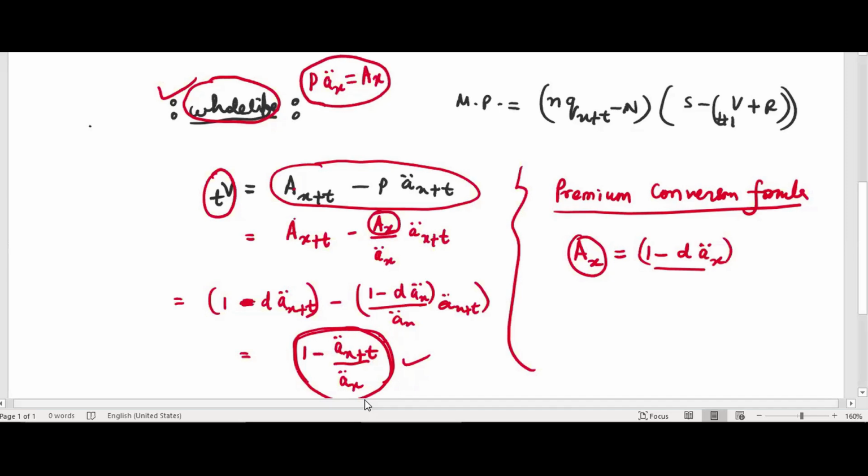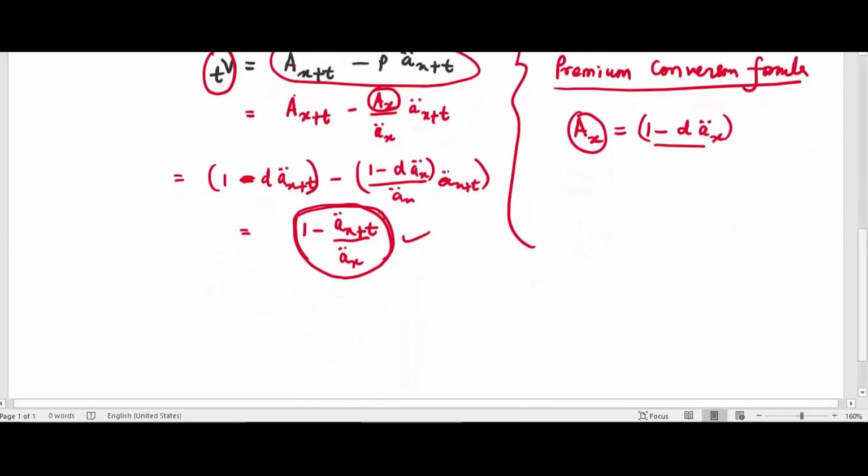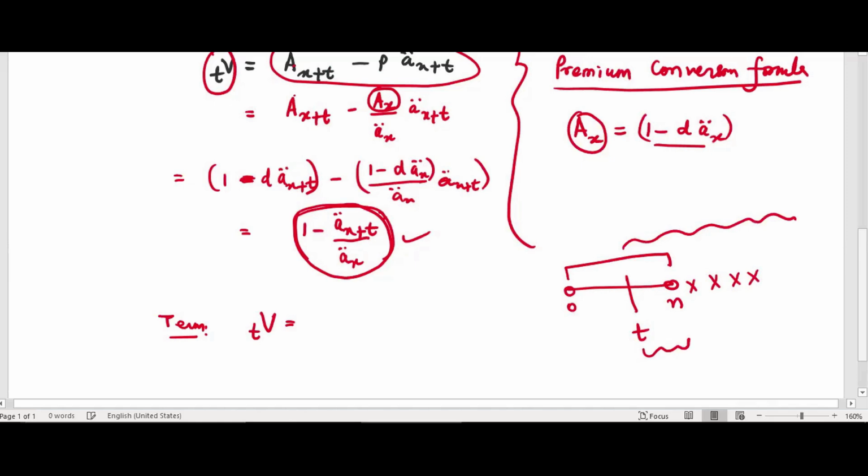Now, the derivation is not that important. Still we can use this formula for term, suppose you want up to n, this is 0, this is n. That was for whole life. Now it is valid only up to n, not after that. So if you are finding mortality profit here, instead of whole life, you will have only this much. This will not be applicable. So 1 minus a due x plus t, n minus t, not t minus n, it's n minus t, right? Divided by a x n.